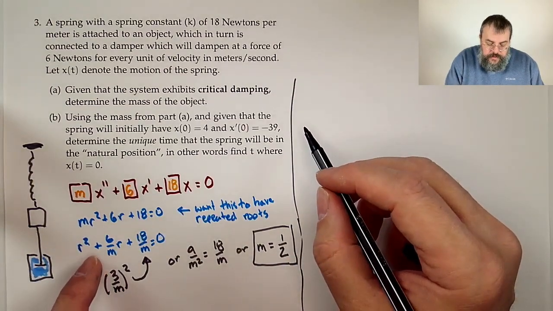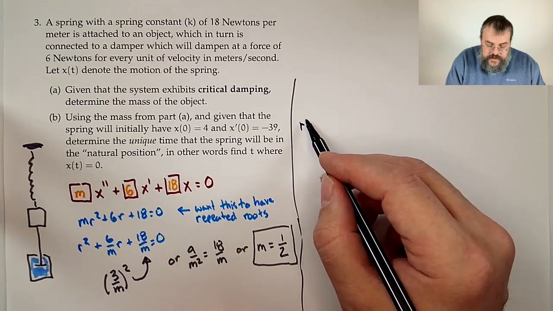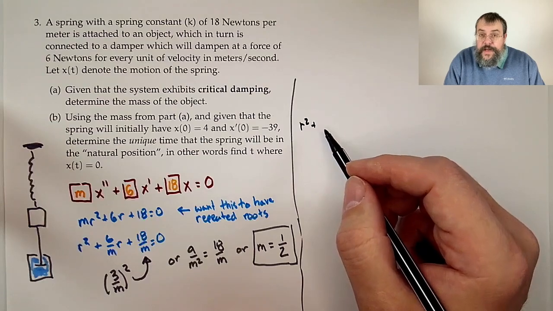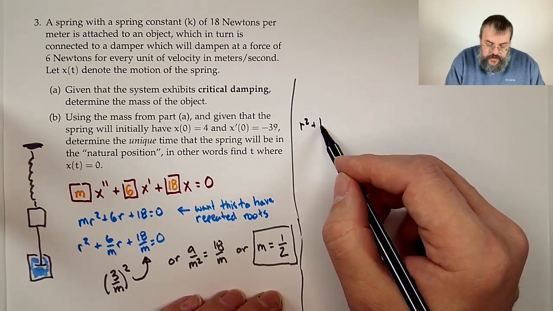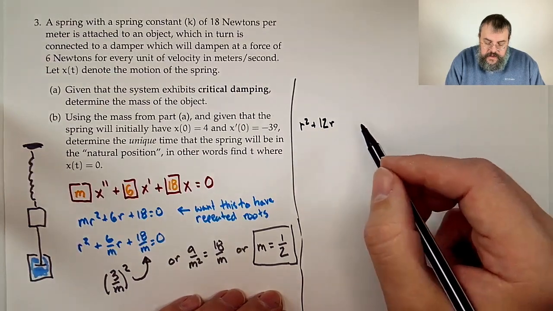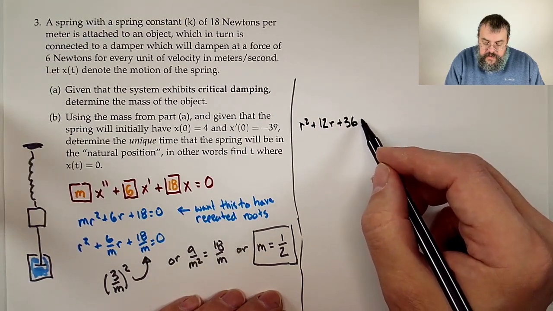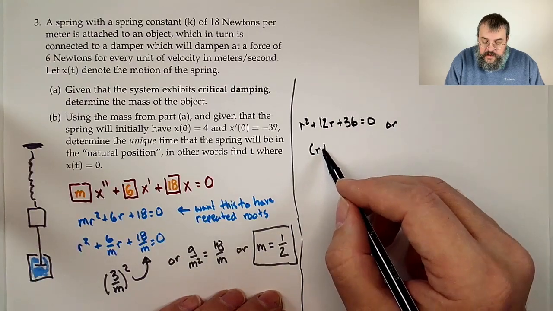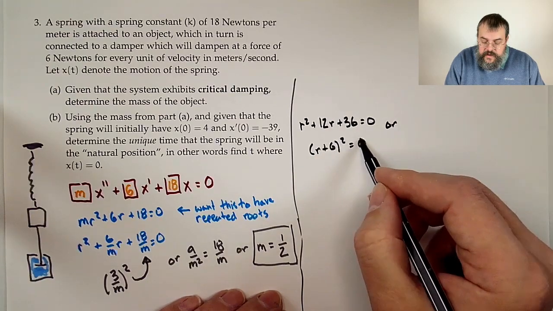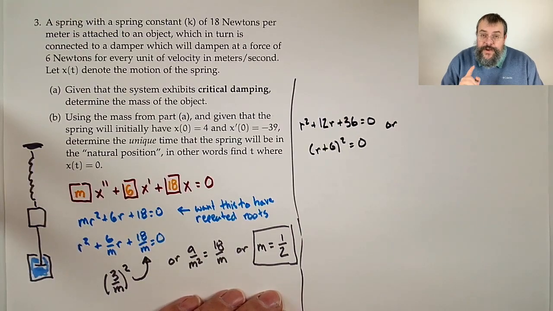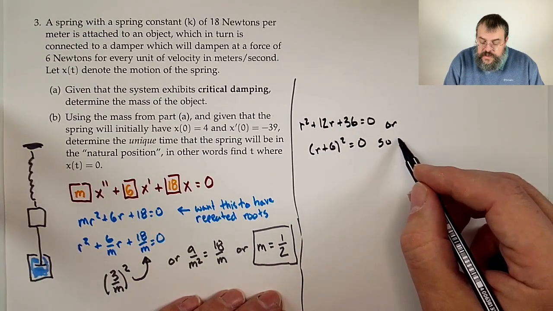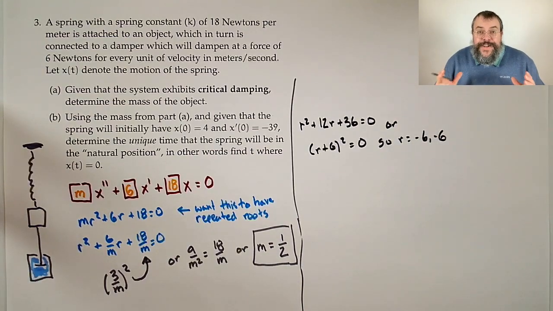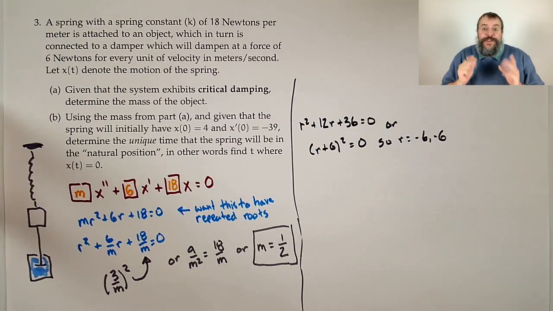And so what we really have here is r squared, 6 over m is the same as 12 r, and 18 over m is 36. Or, if you like, that's the same as saying (r plus 6) squared equals 0. And so our repeated roots are -6 and -6. All right, that's good. We know what our repeated roots are.